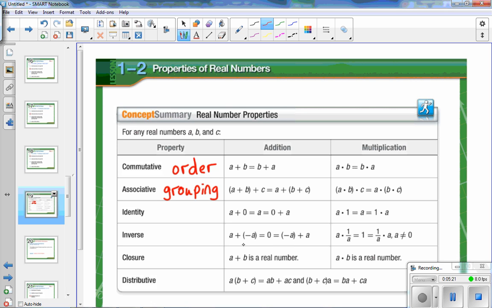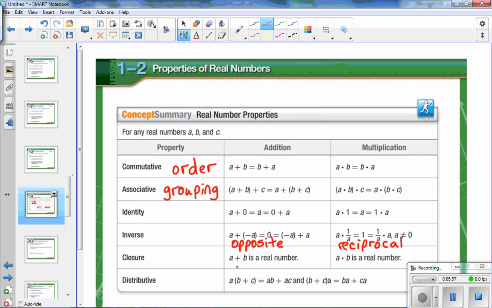Inverse for addition says that if you take a number plus its opposite, you'll get 0, which remember was the identity. So think of the word opposite when you think of additive inverse. When you think of multiplicative inverse, this says a number times its reciprocal equals 1, which is, remember, 1 is the identity. So think of the word reciprocal when you think of multiplicative inverse.